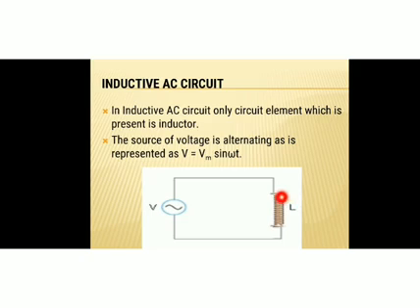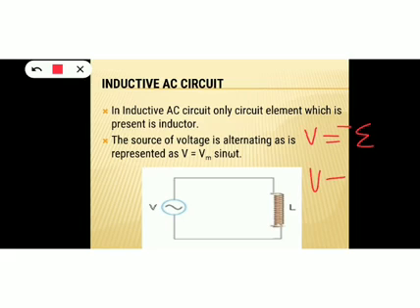This induced EMF always opposes the voltage source V, because the induced EMF always tries to oppose its cause, and its cause is the applied voltage V. The voltage source V is always equal and opposite to the induced EMF E. So we can write V plus induced EMF E is equal to 0. This relation is obtained from this particular circuit.